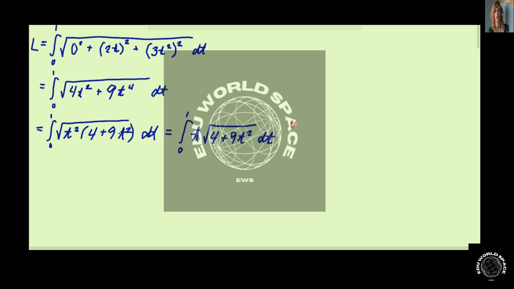If I let u equal 4 plus 9t squared, then du is going to be equal to 18t dt. The derivative of 9t squared is 18t, and the derivative of 4 is 0. So du over 18 is equal to t dt. Why is that nice? Because I have a t dt in my integral right now.